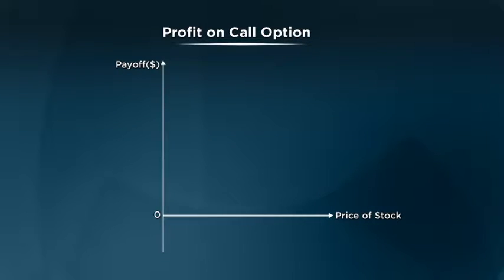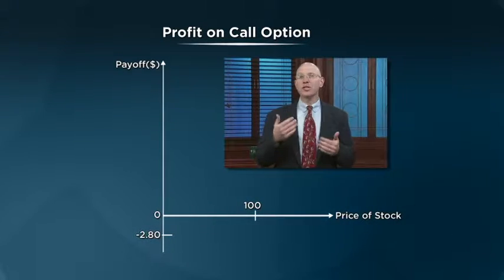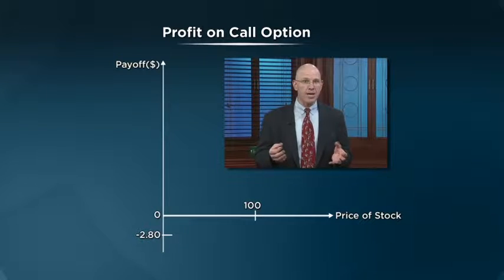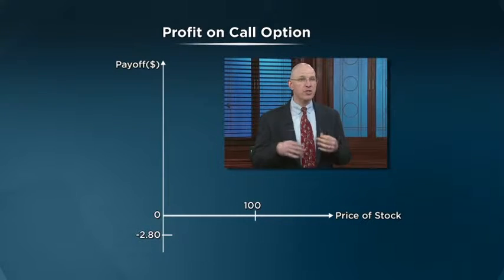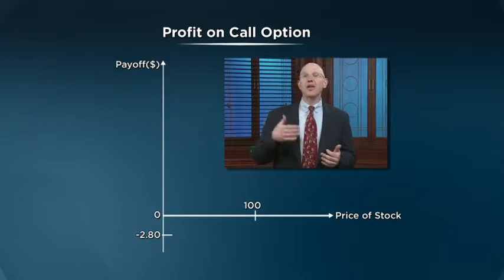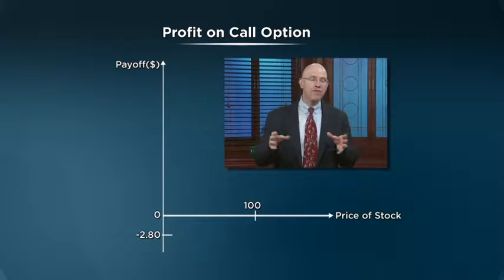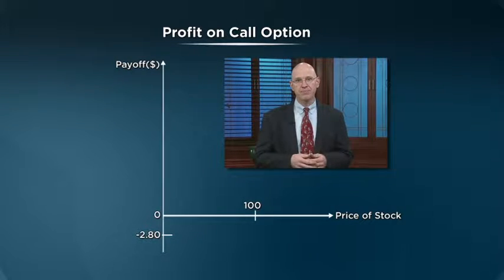I'll be assuming that the price of the option is $2.80 and the strike price of the option is $100. I'm going to ignore the trading commissions in this diagram, but keep in mind that most brokers will charge a flat rate per trade, and so you'd have to figure out the commission per option from that flat rate.